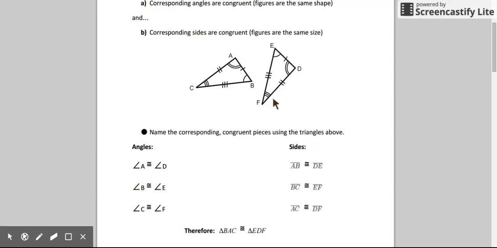And since we know that all the corresponding pieces are congruent, we can say that these triangles are congruent, and we just have to name them so that corresponding pieces are in the same order. So if I start by naming this triangle, triangle BAC, I need to name this triangle so that corresponding pieces are in the same order. So what corresponds with B is E, what corresponds with A is D, and what corresponds with C is F. So I have to name my triangle EDF so that corresponding pieces line up in the names.